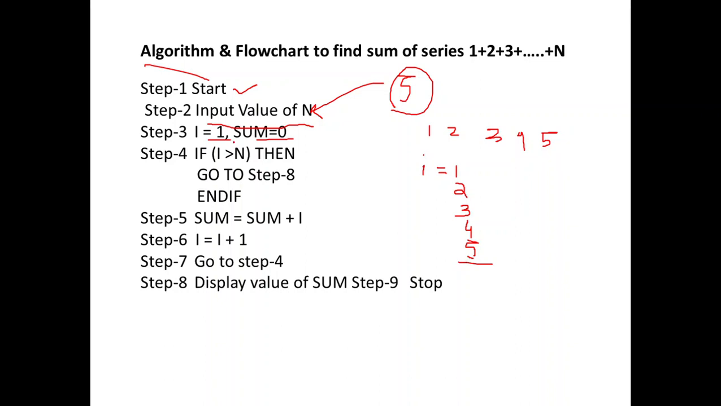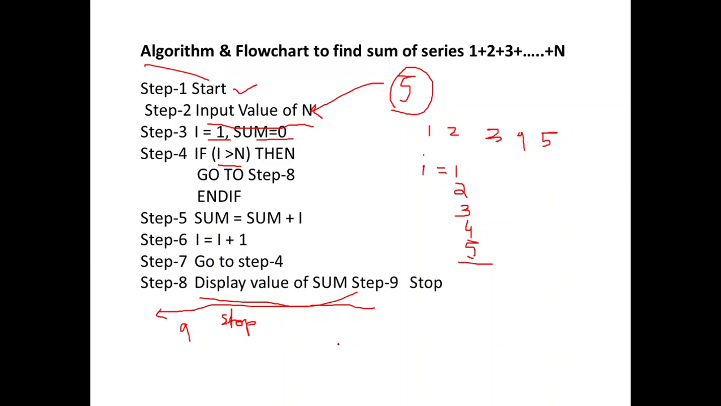So first of all we are declaring a variable I equal to 1 for getting each number, and then sum equal to 0, to add these numbers, right? For that we are declaring another variable, sum, as 0. Now this is the condition: if I is greater than n, then go to step 8, which is display the value of sum. Okay, so this step is here, and here is step 9, that is stop.